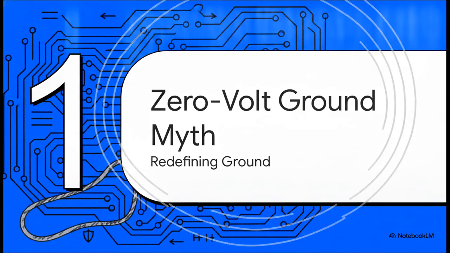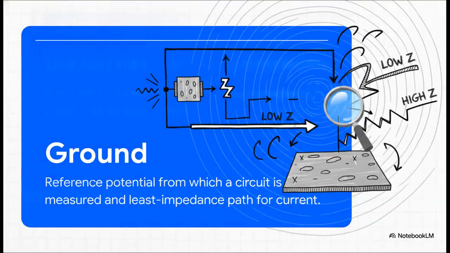Starting off with Section 1, the zero-volt ground myth. To get this right, we've got to fundamentally redefine what ground actually is. Ground is not a zero-voltage plane, period. It's really just the reference potential from which a circuit is measured, and crucially, it's the path of least impedance for current returning to its source. You know that concept of an equipotential surface where every single point on a metal plane measures exactly 0 volts? Yeah, that's a total myth. Real structures, no matter how incredibly thick the copper is or how massive the chassis is, always have impedance. And current strictly follows the path of lowest impedance, every time.